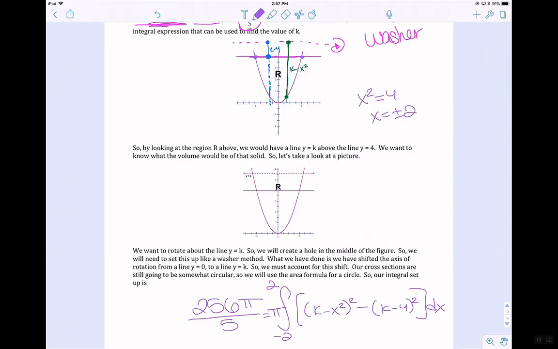So I have this weird looking volume, and that's actually my answer. Again, when you do washers, you're taking the radius of the outermost function, subtracted off the radius of the innermost function. Okay? And that is it for this lesson.